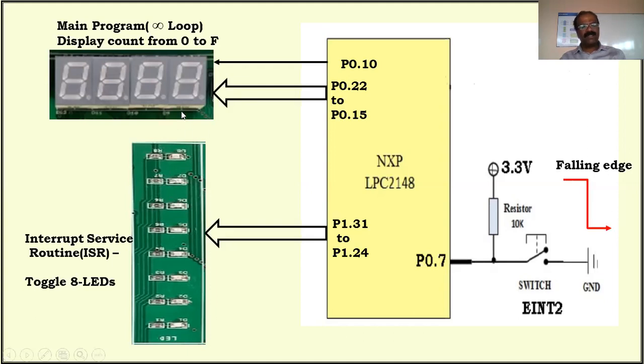Actually, I have discussed in detail how to display from 0 to F. So we know this is also one experiment. Then in one video, I explained how to toggle 8 LEDs. Therefore, I'm not explaining the program related to the 7-segment display as well as toggling LEDs. I'm just going to concentrate on the interrupt system: the external interrupt system, how to configure it, how to use the appropriate registers, all those things.